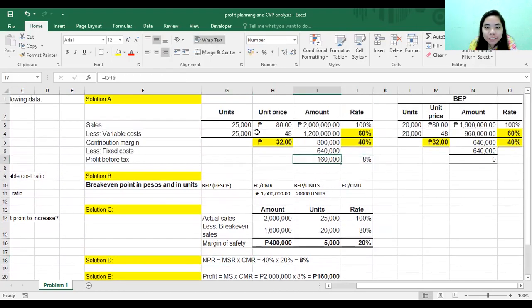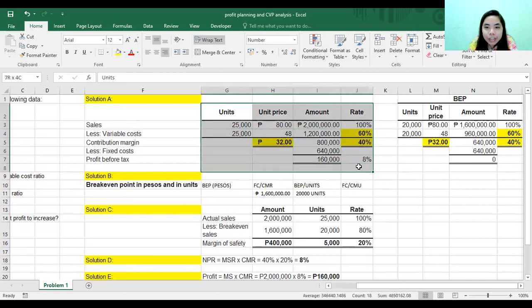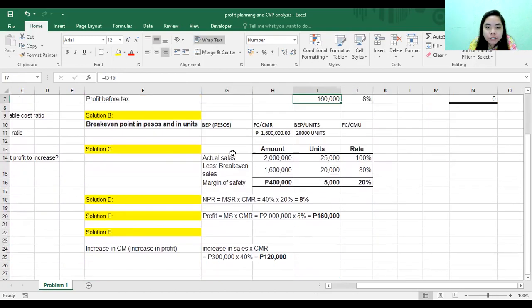Shortcut. If you already have your profit, you can get everything. Your profit ratio, your variable cost ratio, except for the margin of safety, in which you will use another formula. Just simply subtract your break-even sales from your actual sales, then get the percentage, then you will have the margin of safety in amount, in units, and in rate.